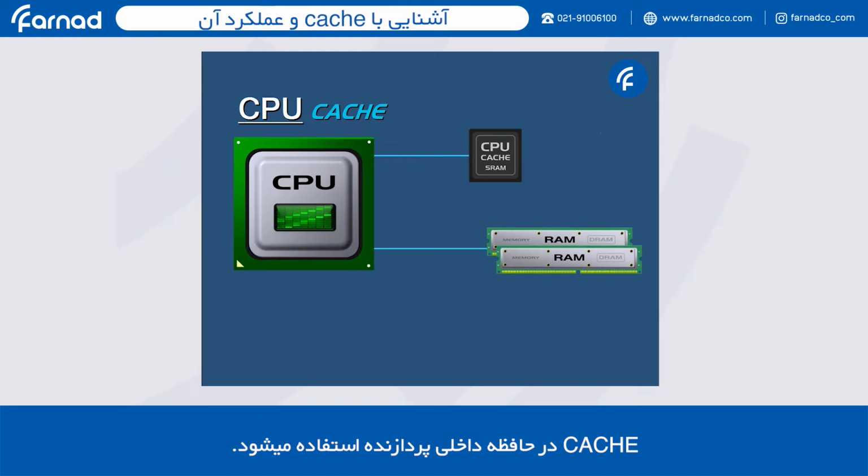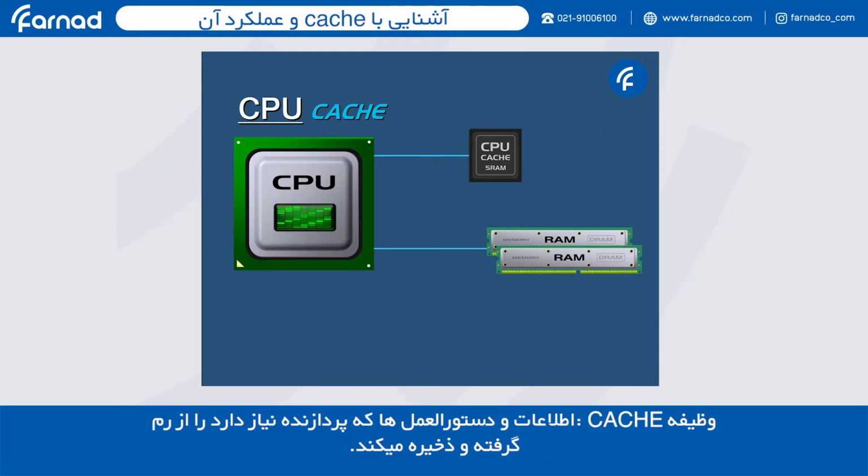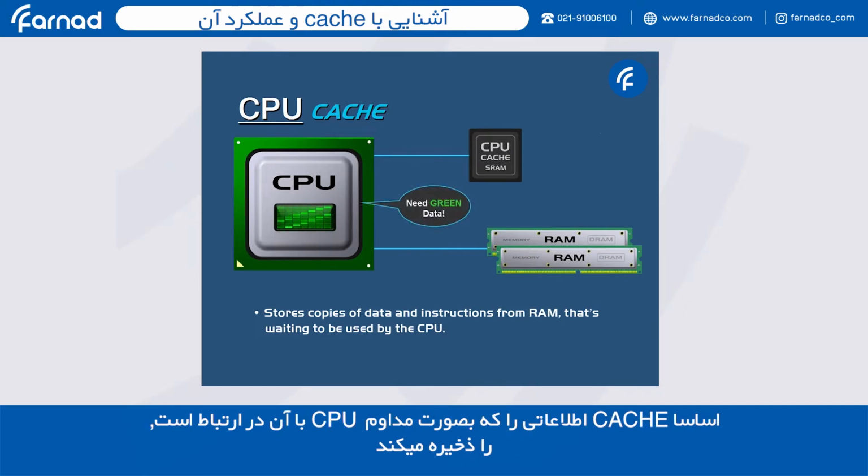The CPU cache is the CPU's internal memory, and its job is to store copies of data and instructions from RAM that's waiting to be used by the CPU. So basically what the CPU cache does is that it holds common data that it thinks the CPU is going to access over and over again.